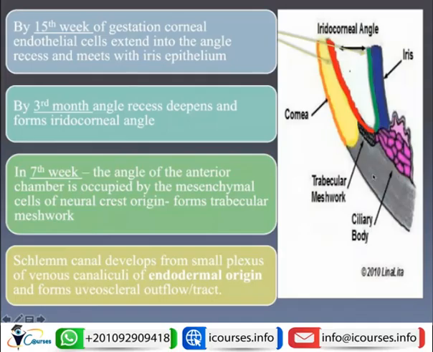At the 7th month of gestation, there will be a structure here called the trabecular meshwork. This is mainly mesenchymal cells again. These are the mesenchymal neural crest cells that will later develop the trabecular meshwork, as we will see later. After this, the canal of Schlemm will develop from a small plexus of venous canaliculi, which has an endodermal origin. Please note that mostly the blood vessels are formed from the endoderm. So the canal of Schlemm will develop from the endoderm.